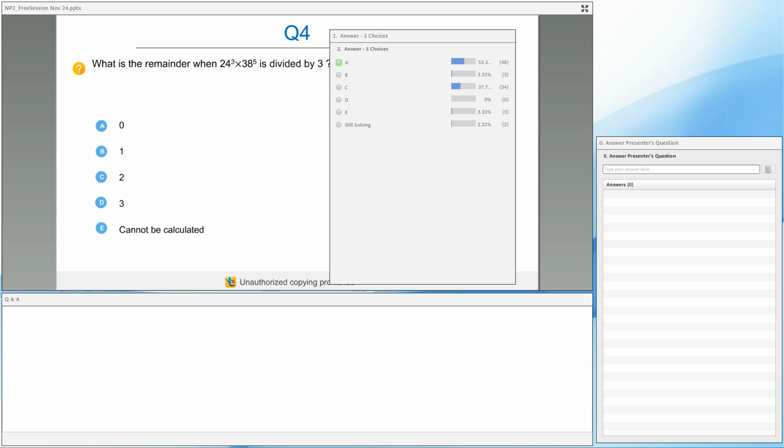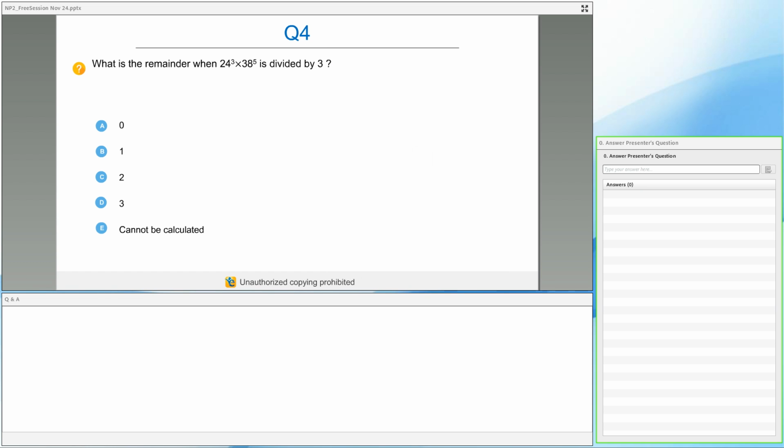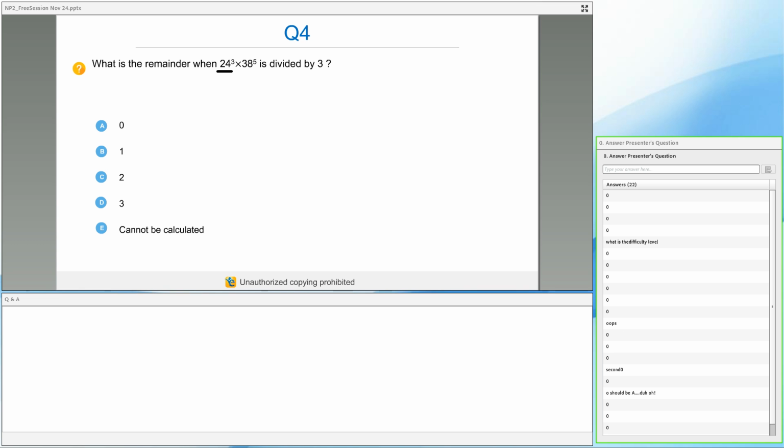tell me, what did you do? What is the remainder? Okay, let me ask you this question. What is the remainder when 24 is divided by 3? 24 divided by 3, what is the remainder? 0, right? That's absolutely clear. 24 is divisible. What about 38 when 38 is divided by 3? 2, right? What is the sign in between? Is it an addition sign or a multiplication sign? It's a multiplication sign, guys. So don't just blindly add both the remainders and find the answer as 2.